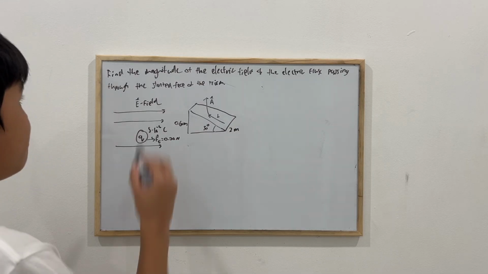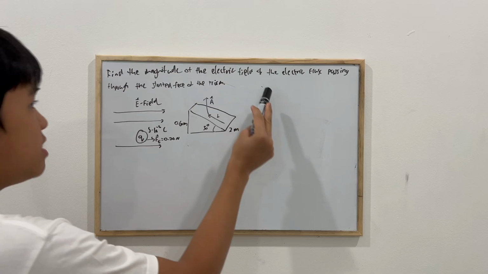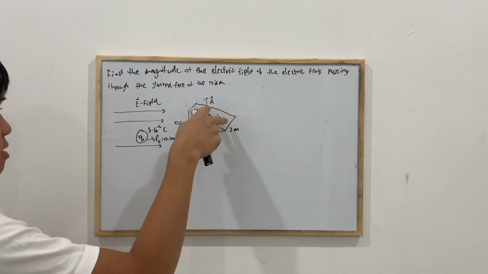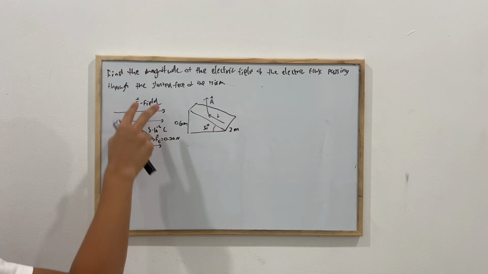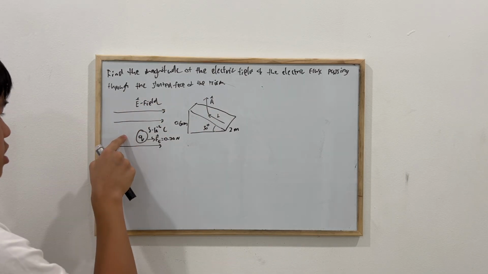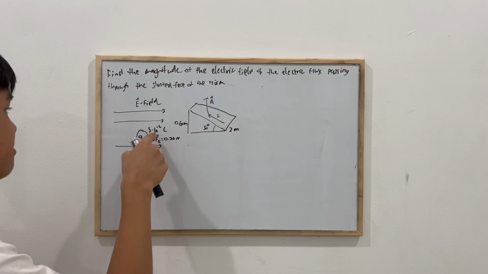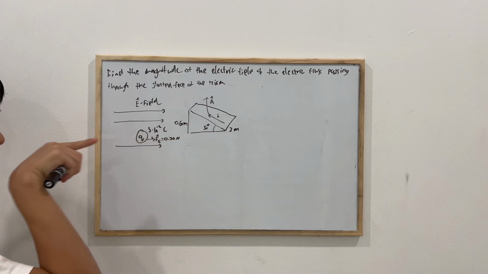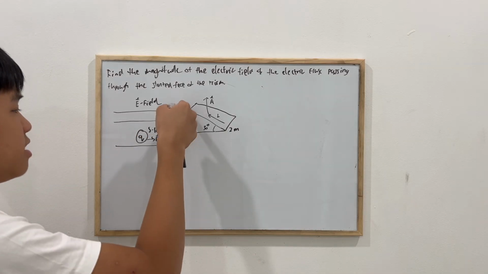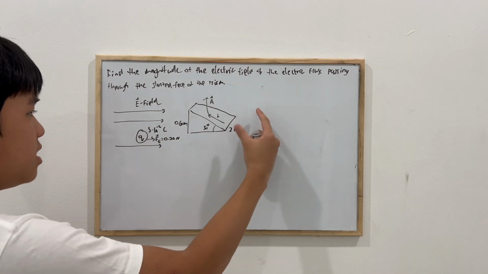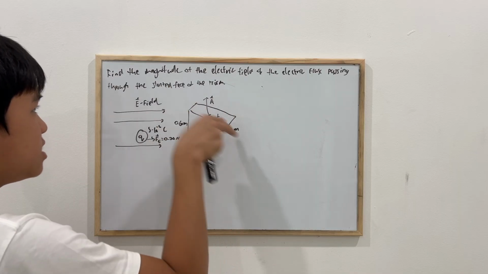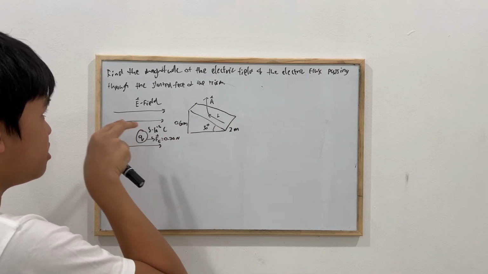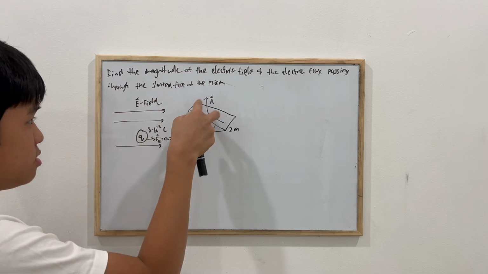Alright, next problem. Find the magnitude of the electric field and the electric flux passing through the slanted face of the prism. And this is our prism. So here we have an electric field, and we have a charge that is inside the electric field with 5 times 10 to the negative 6 coulombs, and the electrostatic force pointing eastward. We have a prism with a height of 0.60 meters, and the width of the face is 2 meters, and we have to find the electric flux passing through the slanted face, so this side right here.